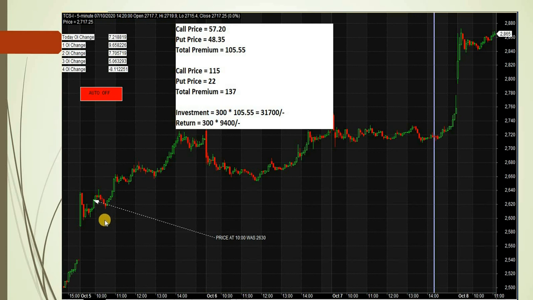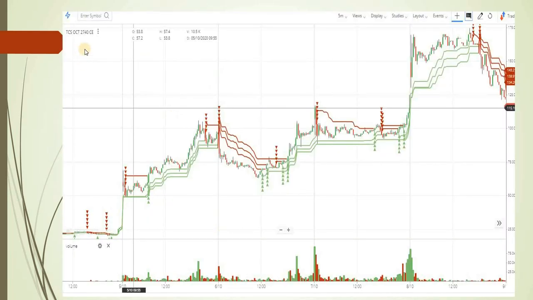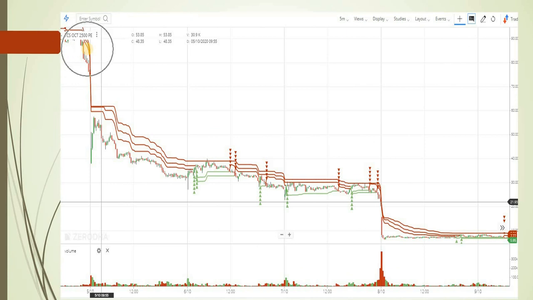So we will buy a strangle within 5% of the range. The closing price of this stock on 5th October at 10 o'clock was 2630. 2630 into 5% comes to 131, so we will buy a strangle within 130 points of range. The price was 2630. Let's say we bought the 2740 call and the 2500 put.